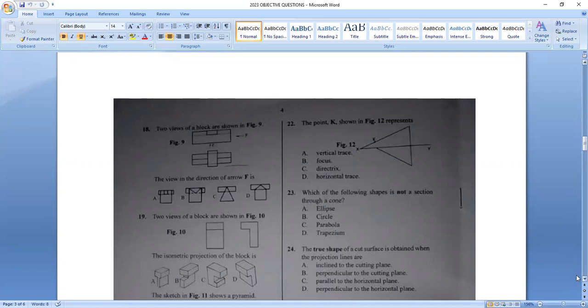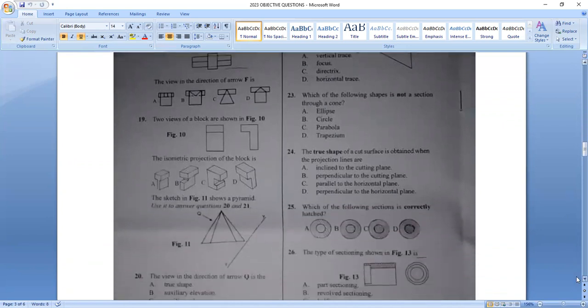Then we move to question 19 that says that 2 views of a block are shown in figure 10. The isometric projection of the block is option D. That's the answer to the question.